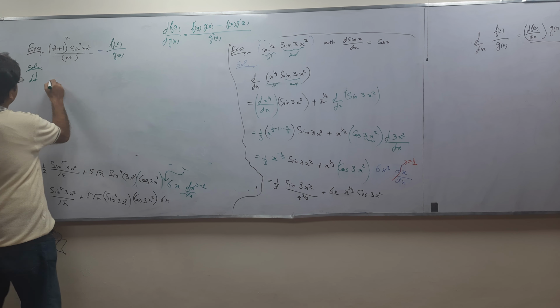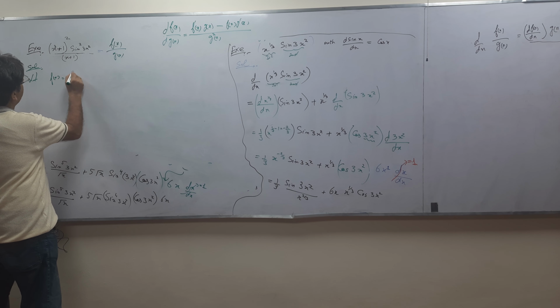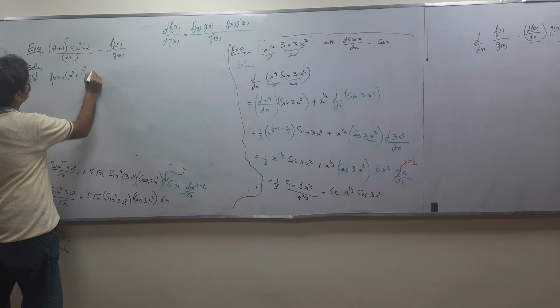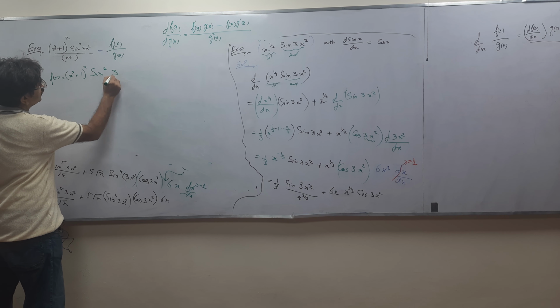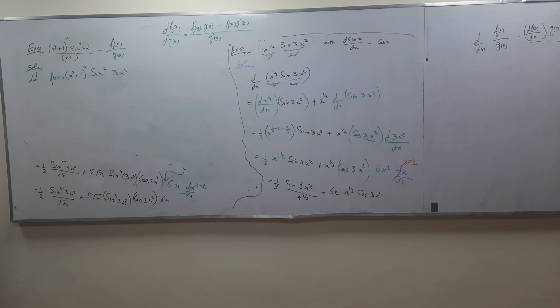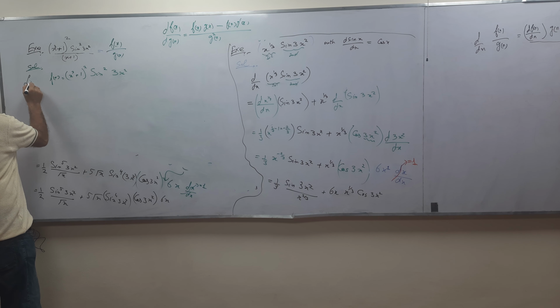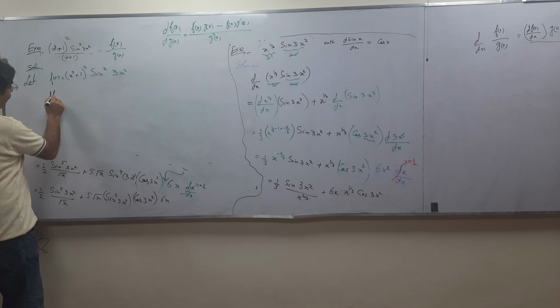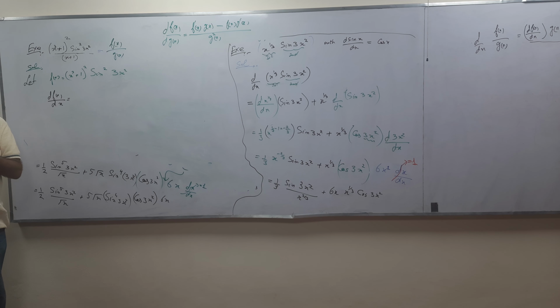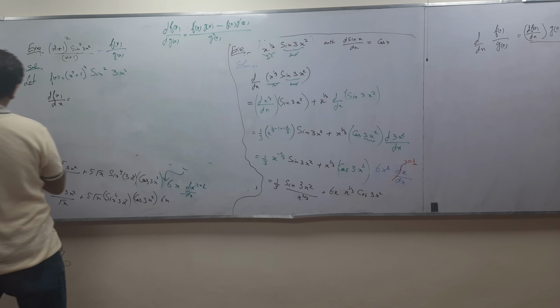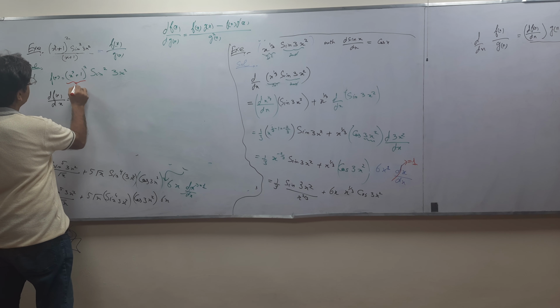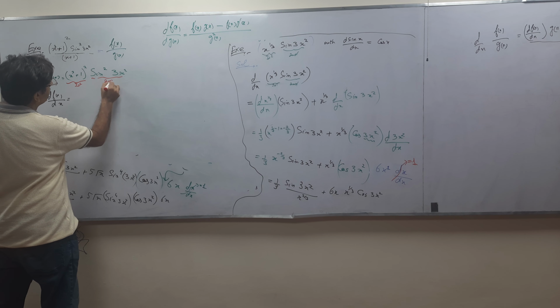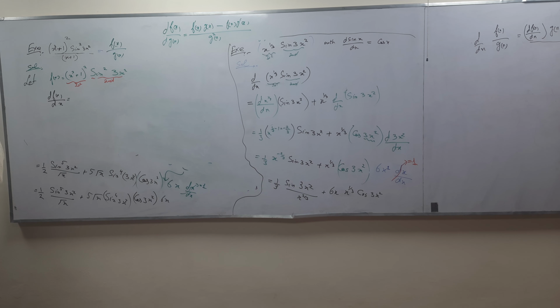Let f(x) be (x cube plus 1) squared times sine squared of 3x squared. We have to find the derivative of this, df(x) over dx. This will be treated as in the previous exercise. This will be treated as first and this as second. So the product formula will be applied.